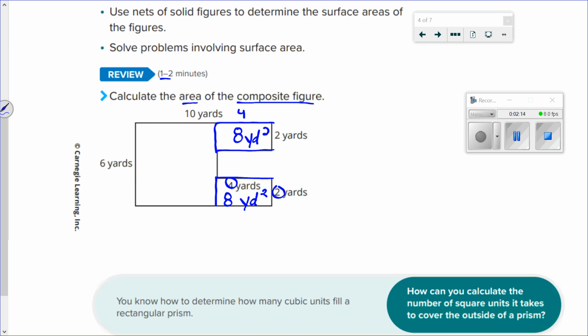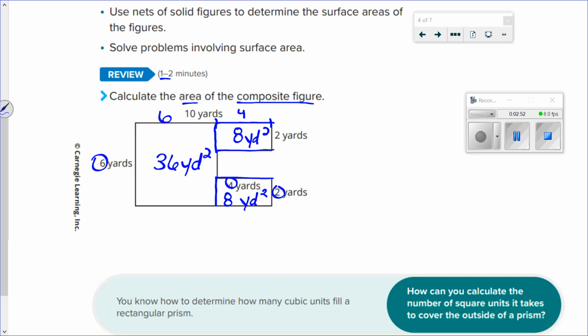So what's the area? 8 yards squared. Then we have this shape, and one side is labeled. I know this is 6, but what about the top and the bottom? Ten minus what? 4, because we've already taken away 4 when we did this rectangle, yes? So how much does that leave us? 6. 6 out of our 10. So what is 6 times 6? 36 yards squared.